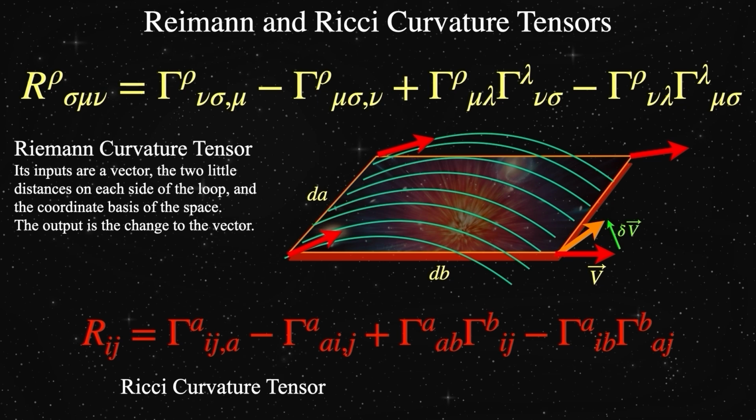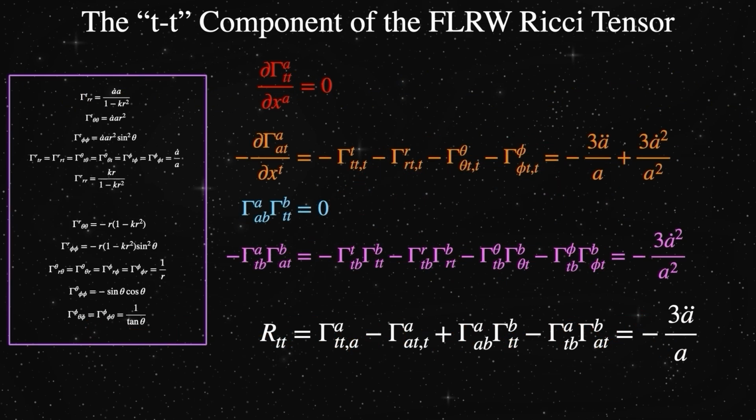We see that it looks a lot like the Riemann tensor, but we're summing up over the first and third indices. To indicate this, I've changed rho and mu to a, and I've also changed the index nu to I and sigma to j. The Ricci tensor is important for the upcoming work, so let's calculate some of its values for our metric. Our first component we'll calculate is the time-time component of the Ricci tensor.